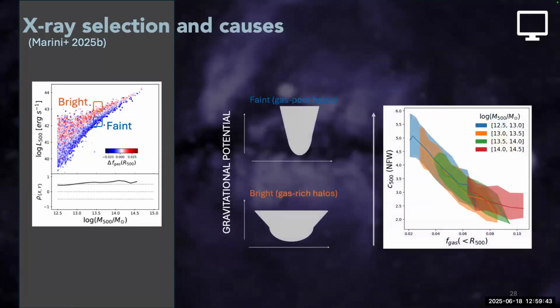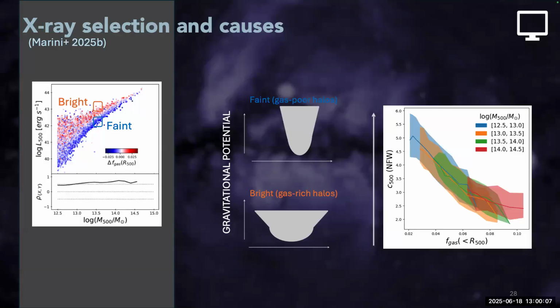So simulations tell us that this should be the kind of signal that would confirm this scenario. You see that there's quite a clear correlation between the amount of gas that you have in a halo and the concentration. And because concentration depends on halo mass, we needed to take that into account. That's what you see in the different lines. But the trend is very clear.